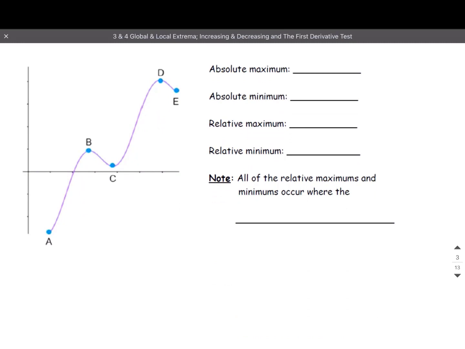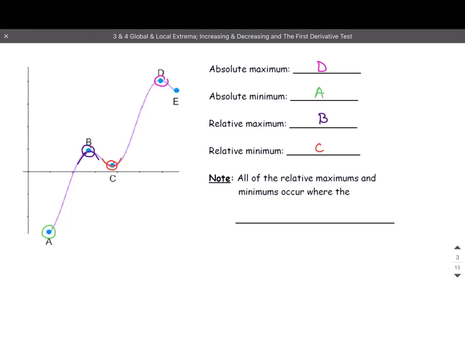So here's a graph. The absolute maximum, the absolute highest our graph ever gets, is right here at D. The absolute lowest our graph gets is right here at A. Now a relative maximum would be this turning point at B, where the graph goes up, turns around, and comes back down. And a relative minimum would happen right here at E. The graph goes down, turns around, and comes back up.